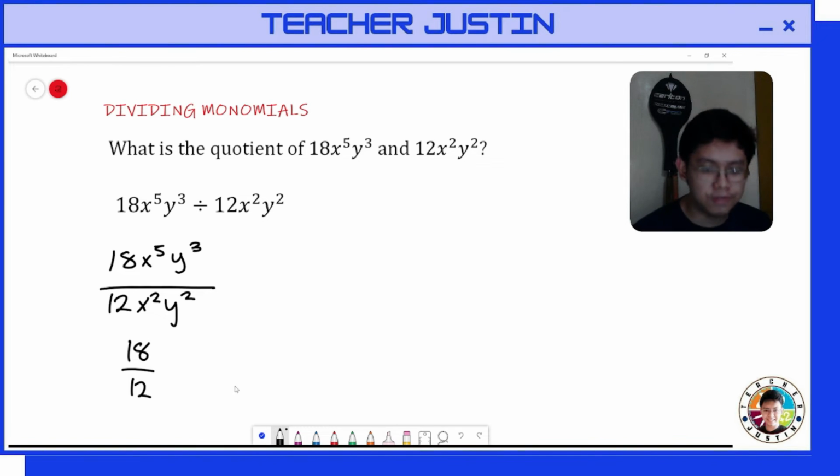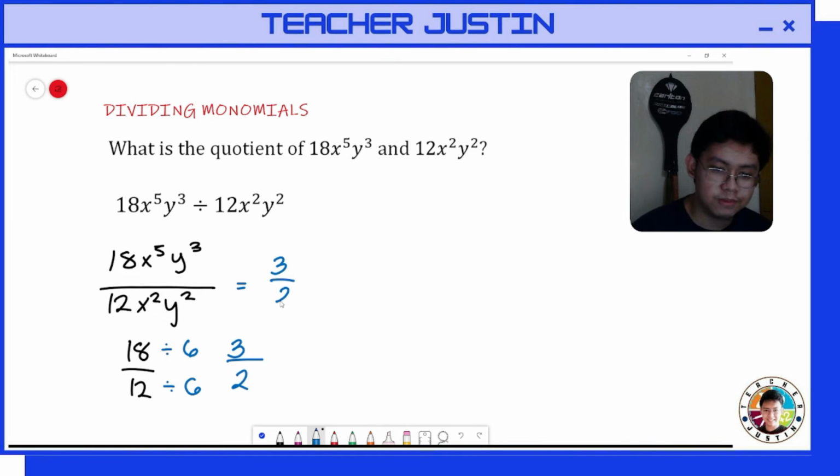They are both divisible by 6. So, we will divide both numerator and denominator by 6 to simplify our coefficient. So, 18 divided by 6, that will give us 3. And 12 divided by 6, that will give us 2. So, the simplified form of 18 over 12 will be 3 over 2. So, that will be our coefficient.